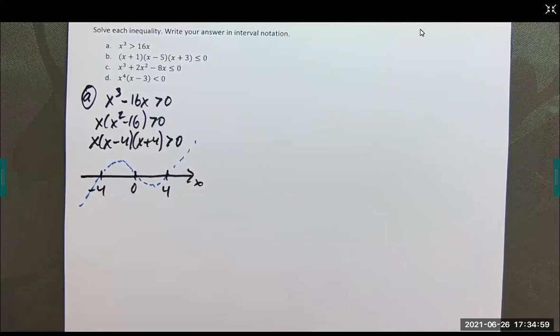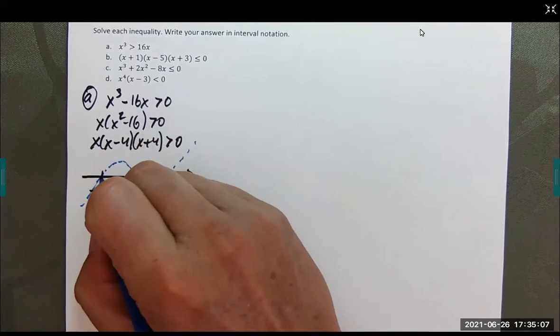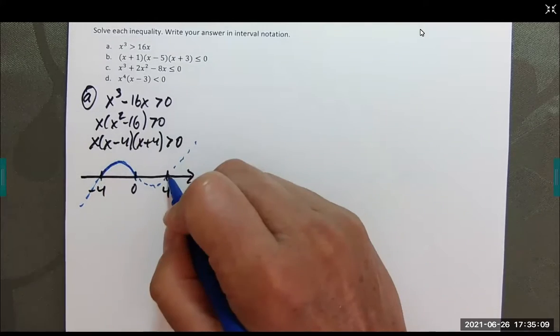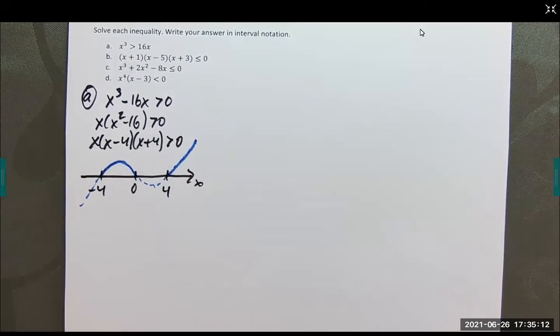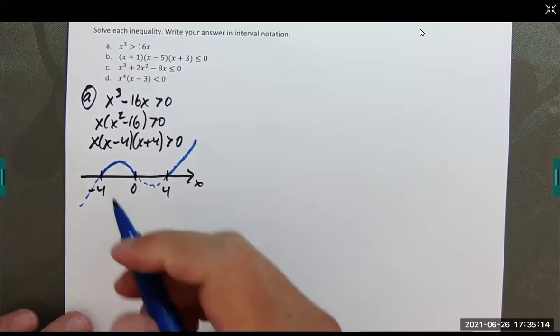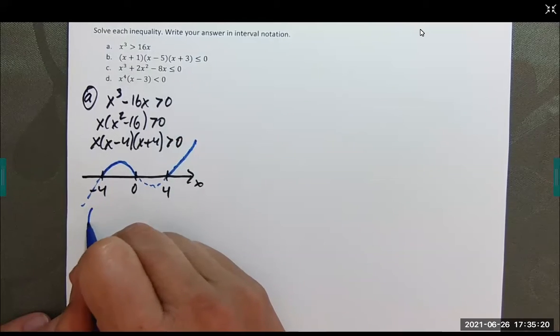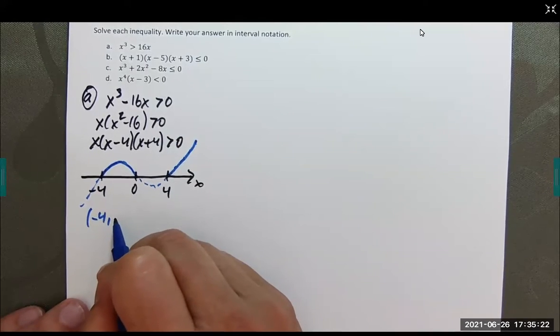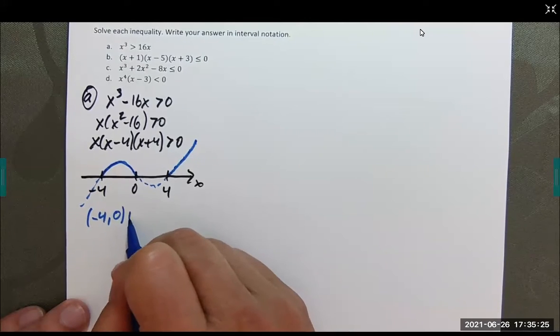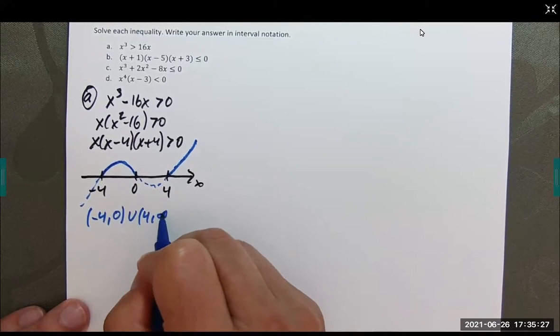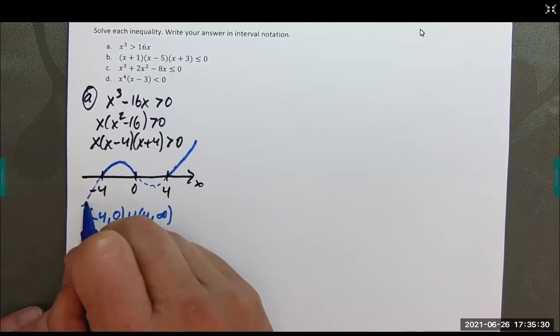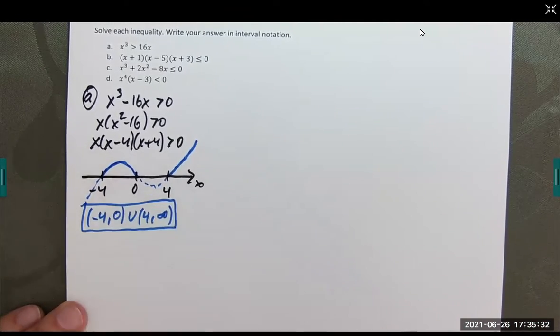And you can see we want to know when this graph is positive. So where is it positive? It's positive here and here. So how do we write that? Use interval notation. Notice there's no equal symbol here, so we're not going to include the -4 or the 0. So these are the conditions that x must meet.